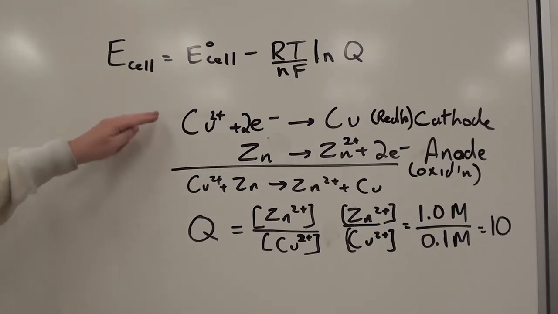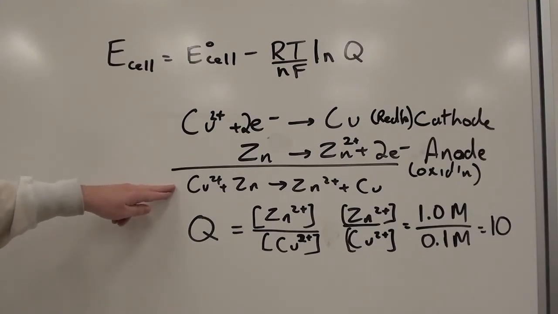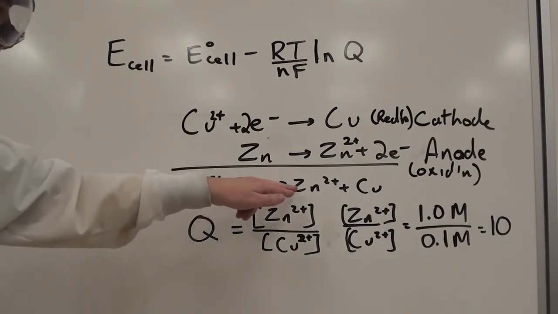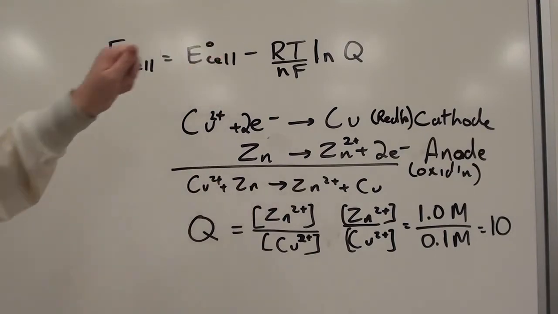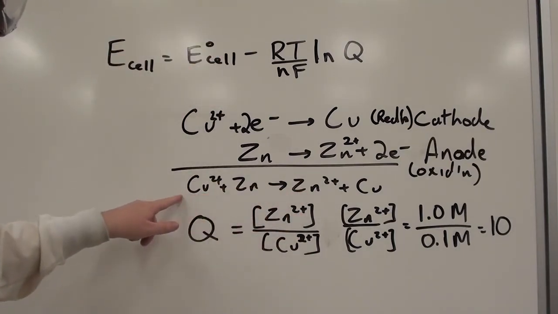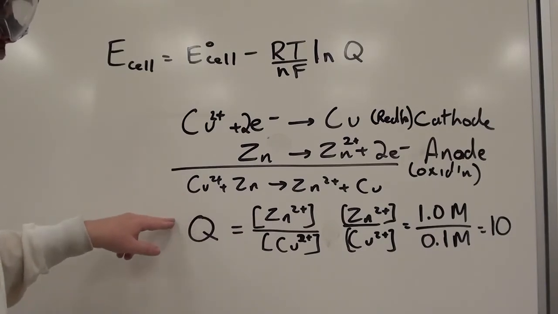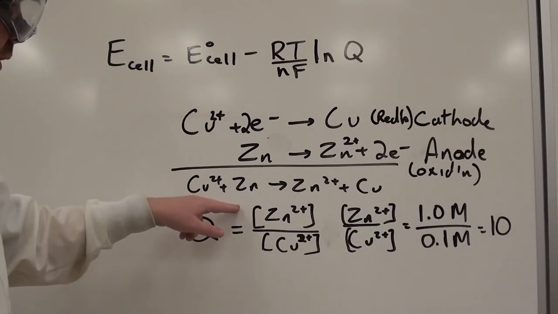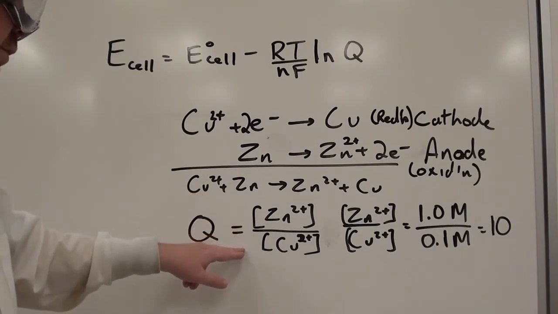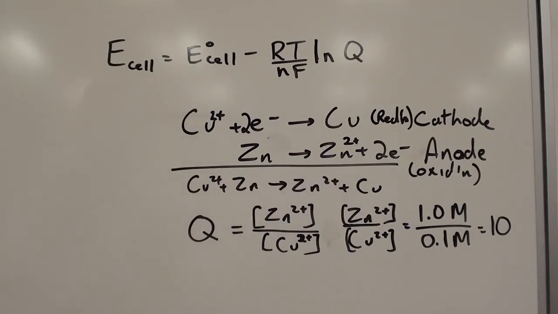When we add these 2 reactions together, you can see the electrons will cancel, we'll be left with this. Cu2+ plus Zn gives Zn2+ plus Cu. The Q here is the reaction quotient, which will be Zn2+ divided by Cu2+. Now Q is going to equal the concentration of Zn2+ over the concentration of Cu2+. The metals will be ignored here because they don't have any concentration associated with them.